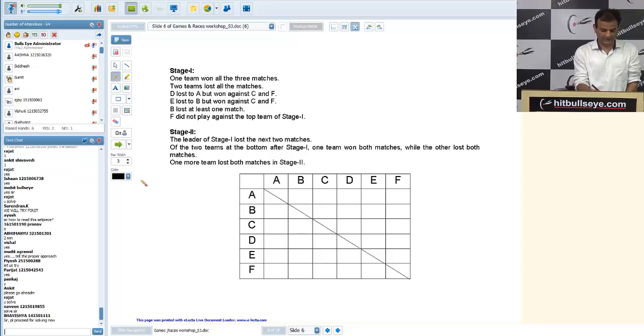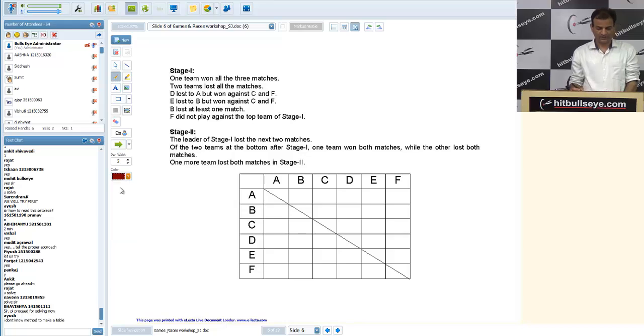Now students, you can see one team won all the 3 matches in stage 1. One team won all the 3 matches. So 2 teams lost all the matches. There are 2 teams who have lost all the matches in stage 1. Now D lost to A, but won against C and F.